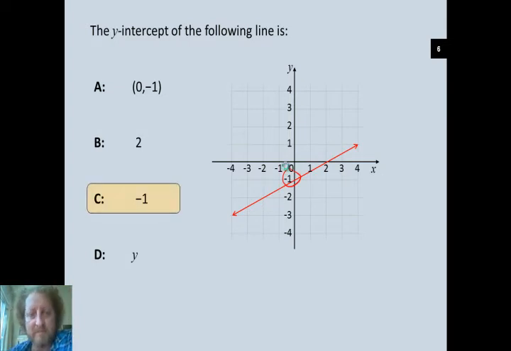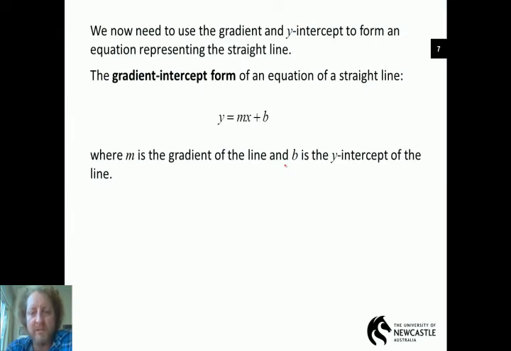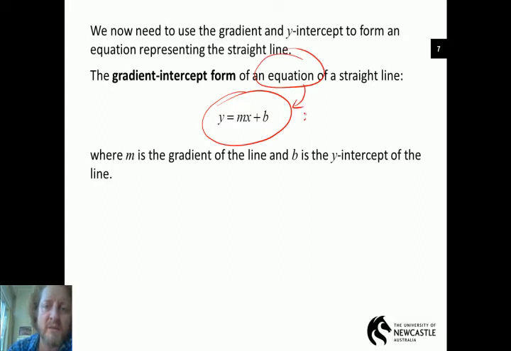Okay. So now let's put these two things together. There's a gradient intercept form of an equation of a straight line, which is this. This is our friend. As soon as any question says the word equation, we're going to go, yoink. If you're asking me for an equation, I'm going to use y equals mx plus b. And we'll see what it means, but we know that m is gradient and b is y-intercept now. So if I know the m and the b, I'll just sub them in there.